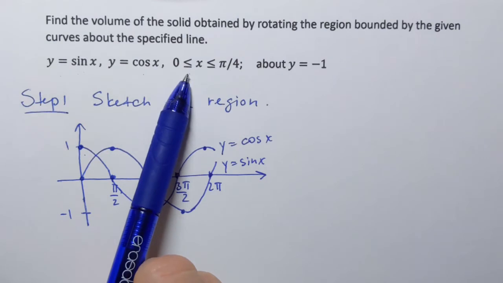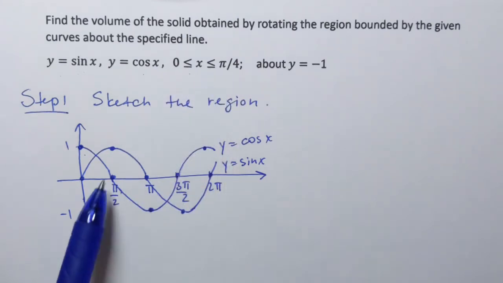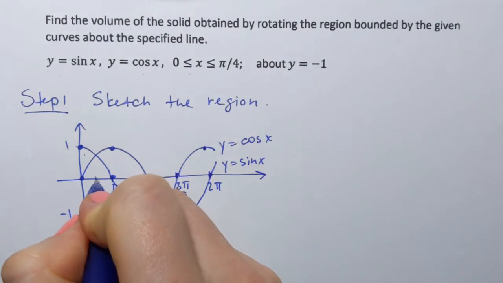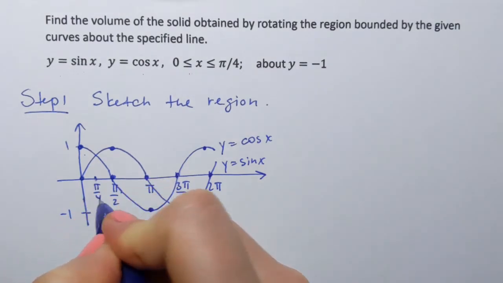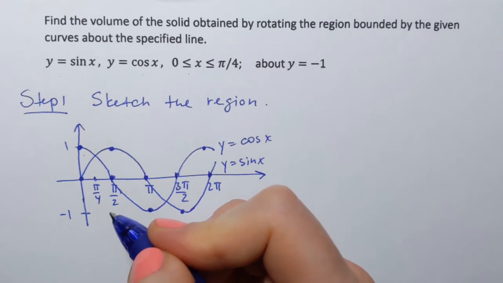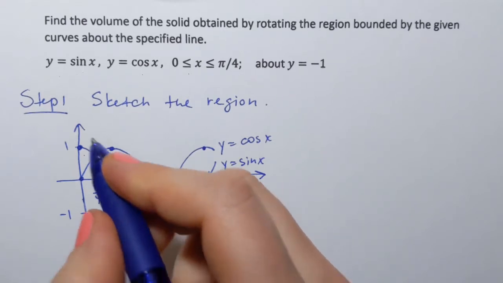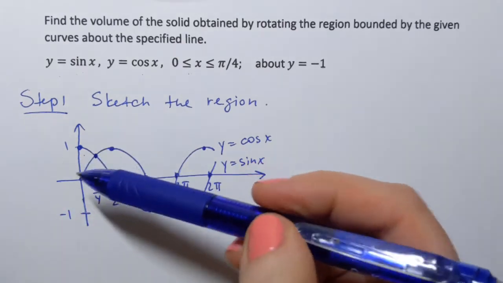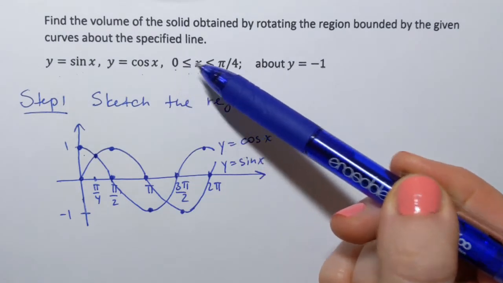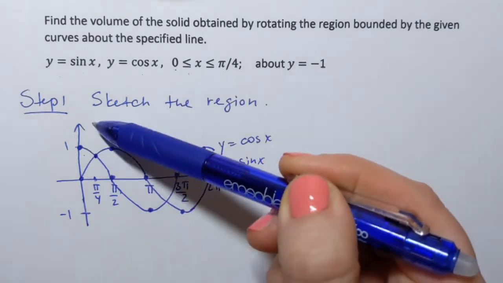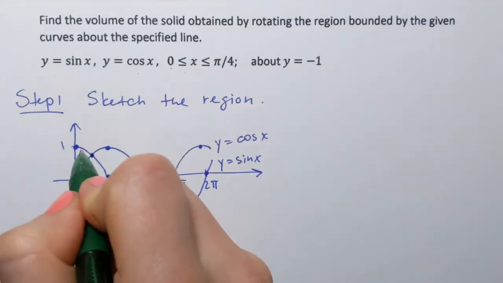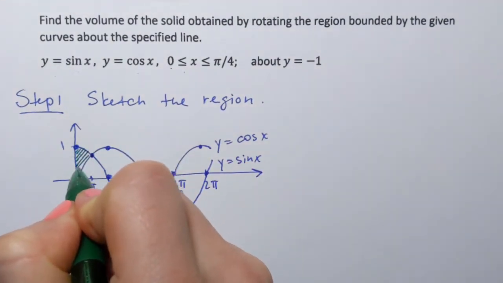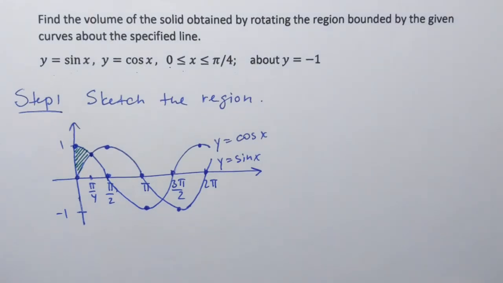It's also given that the region is bounded by 0 and pi over 4. Okay, so if it's pi over 2 here, pi over 4 will be the midpoint. And we also know that value of sine and cosine at pi over 4 is the same, right? It's radical 2 over 2. So it means that, well, that's going to be that point of intersection. Now, since my region should be bounded by 0 and pi over 4, well, it has to be this one over here, right?